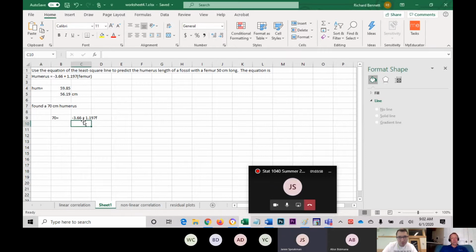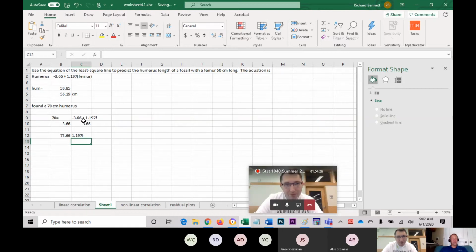Wouldn't we add 3.66 to 70? Yes, you're going to add 3.66 to both sides. So this is going to be 73.66 equals 1.197 times the femur length. And then what? You divide both sides by 1.197. All right, we're going to divide both sides by 1.197.